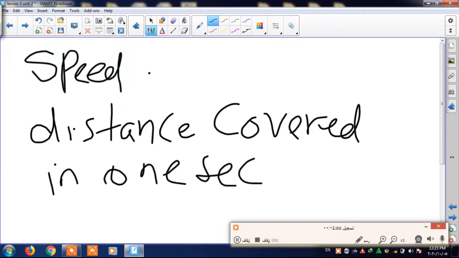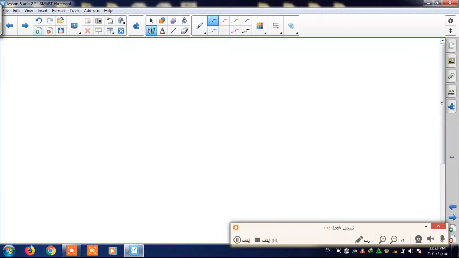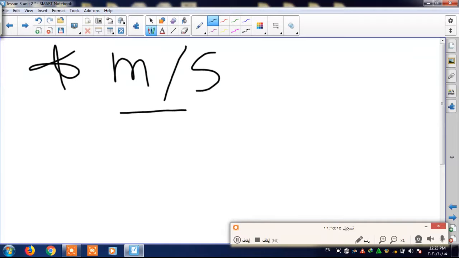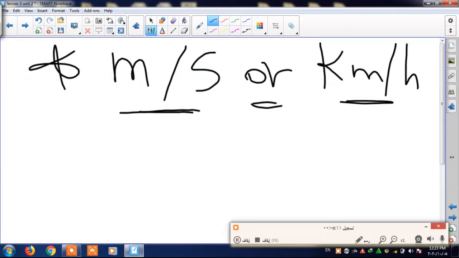From the definition of speed, I can determine the measuring unit of speed. What is the measuring unit of speed? It is meter per second or kilometer per hour, which we will study in Prep 3. So the measuring unit of speed is meter per second.